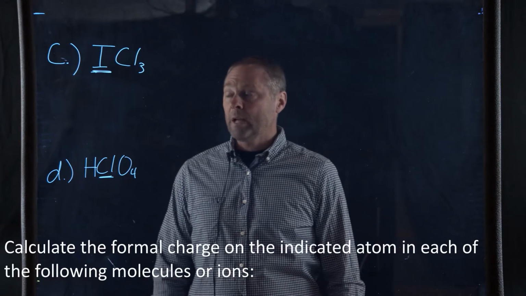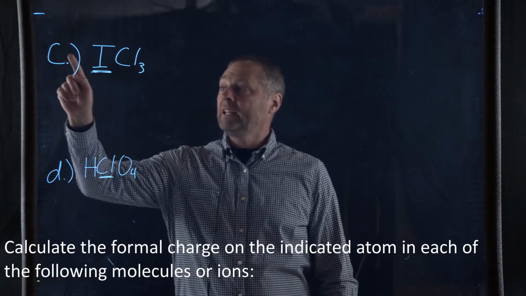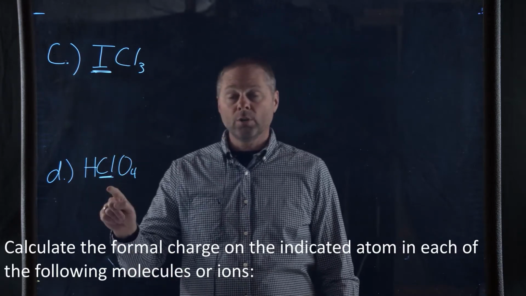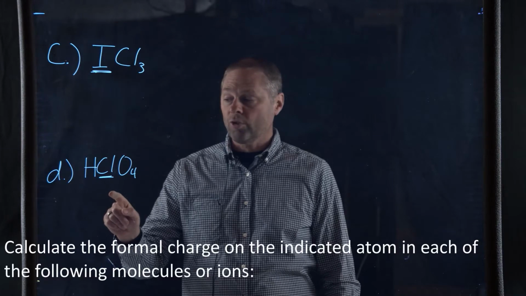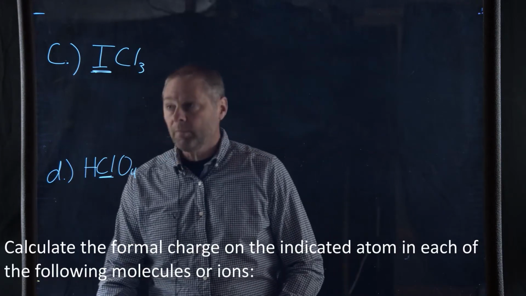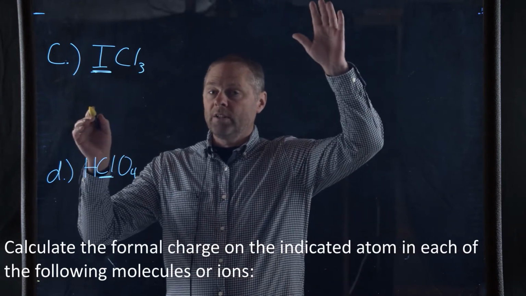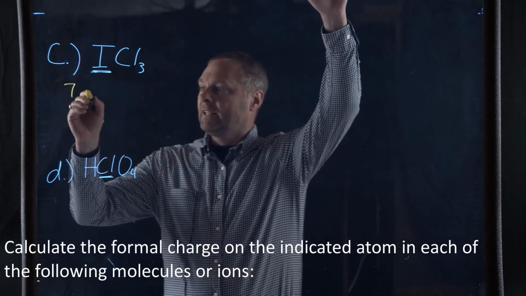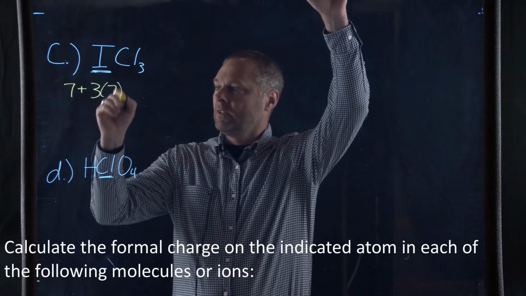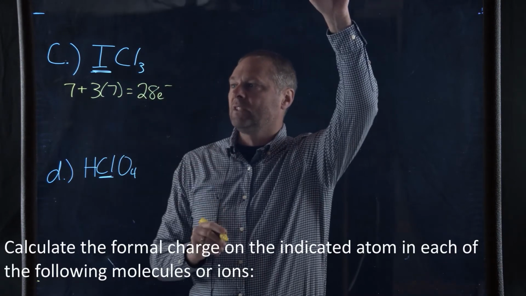We have a couple examples here. We're going to be looking at the formal charge of iodine in iodine trichloride, as well as the chlorine's formal charge in perchloric acid. So let's get started. First thing we want to do, once again, is calculate the number of valence electrons. So iodine has 7. Each chlorine has 7. So 4 times 7 is going to be 28 valence electrons.